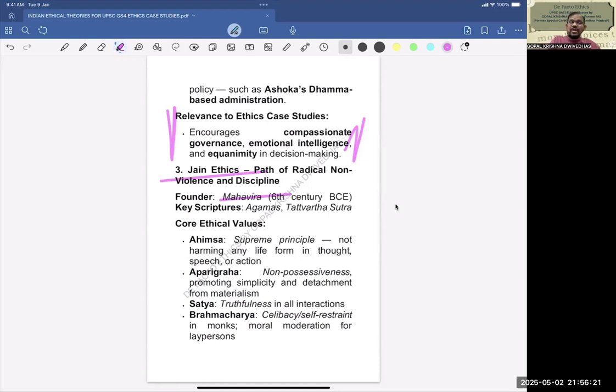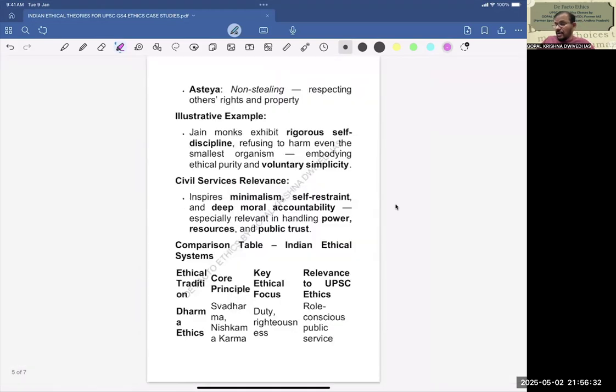What are the core ethical values of Jainism? Ahimsa is the supreme principle. Then aparigraha, non-possessiveness; satya, truthfulness; brahmacharya, celibacy; and asteya, non-stealing. How is it relevant to civil servants? It inspires minimalism, self-restraint, and deep moral accountability, especially in handling power, resources, and public trust. So Jaina ethical theory is very, very important as far as the duties of civil servants are concerned.